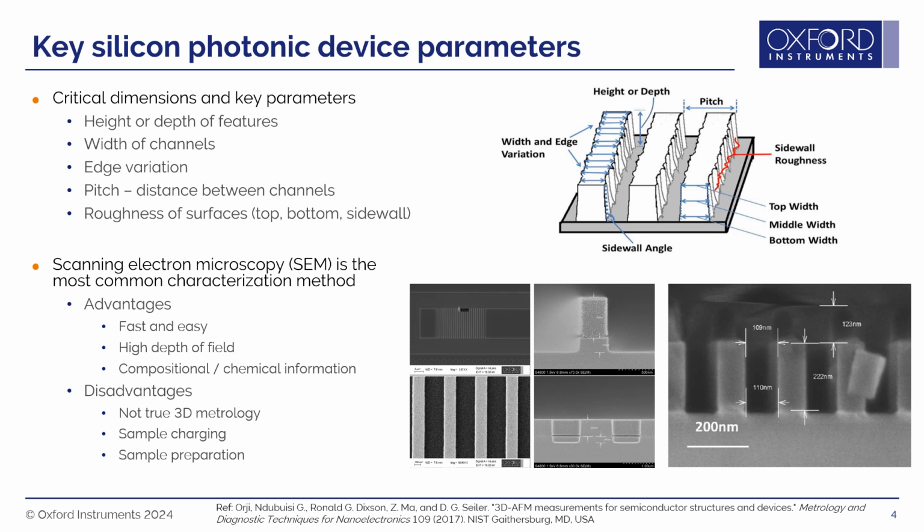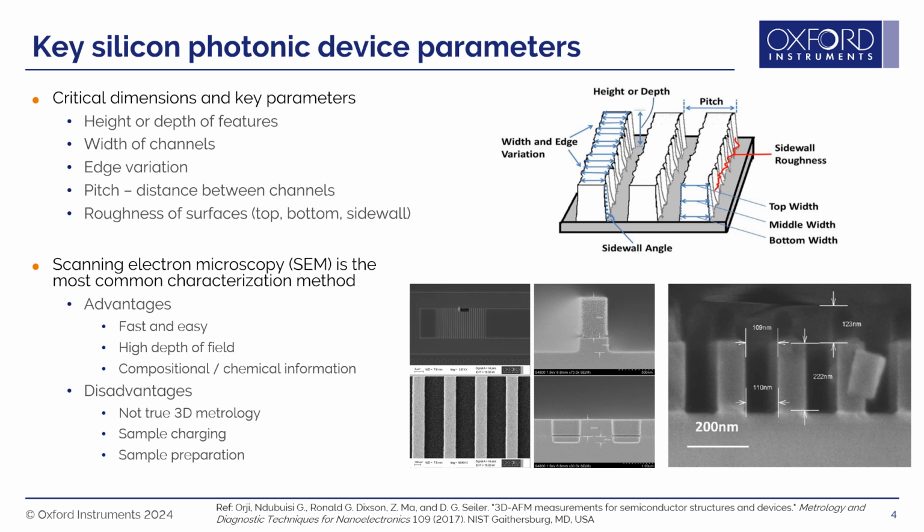It has the advantages of being fast and easy, and it has a high depth of field, so you can rapidly obtain images that show you, from a perspective view, what the structures look like. SEM can also provide compositional and chemical information about the materials in the structures. However, SEM is not very good at providing true three-dimensional metrology. You can only accurately measure dimensions in the plane view of the image.